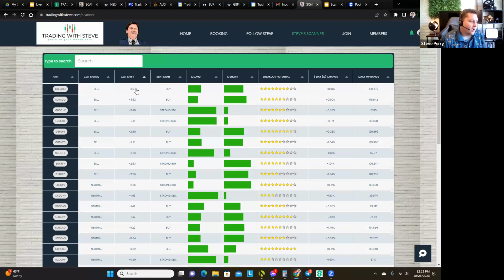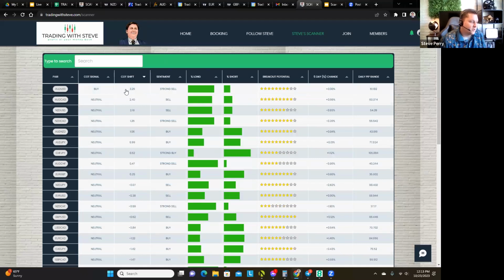So right here, at the very top, the biggest shift this week was the Aussie dollar. It had a 3.25% positive shift. What that is basically saying is that the banks this week increased their overall position on the Aussie dollar by 3.25%. So they're buying more Aussie dollar against the US dollar to the tune of 3.25% in a week, which is a good shift. Like I said, a bigger shift, a shift that would really matter to me.